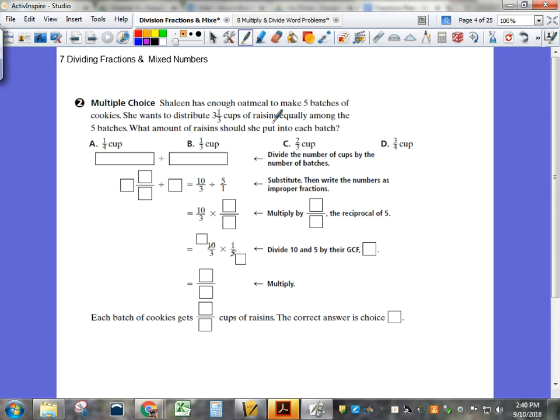Okay, we also have enough oatmeal to make 5 batches of cookies. We want to distribute 3 1/3 cups of raisins equally among the 5 batches. What amount of raisins should be put into each batch? So we have to know how to set this up.